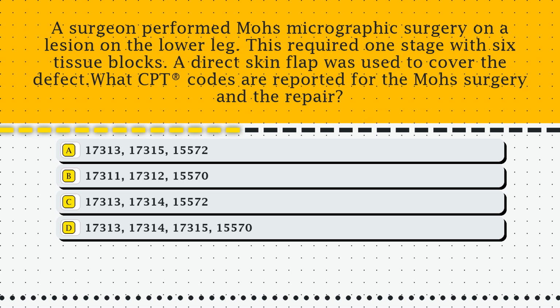Option B, 17311, 17312, 15570. Option C, 17313, 17314, 15572. Option D, 17313, 17314, 17315, 15570.